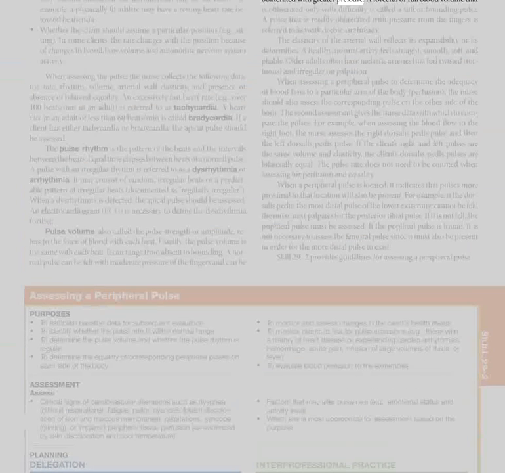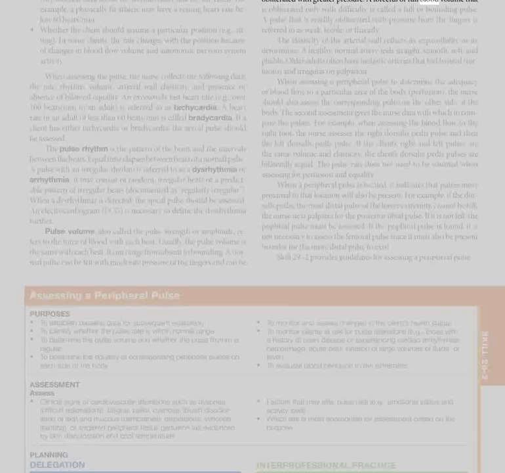A pulse obliterated with greater pressure: a forceful or full blood volume that is obliterated only with difficulty is called a full or bounding pulse. A pulse that is readily obliterated with pressure from the fingers is referred to as weak, feeble, or thready. The elasticity of the arterial wall reflects its expansibility or its deformities. A healthy, normal artery feels straight, smooth, soft, and pliable. Older adults often have inelastic arteries that feel twisted, tortuous, and irregular on palpation.